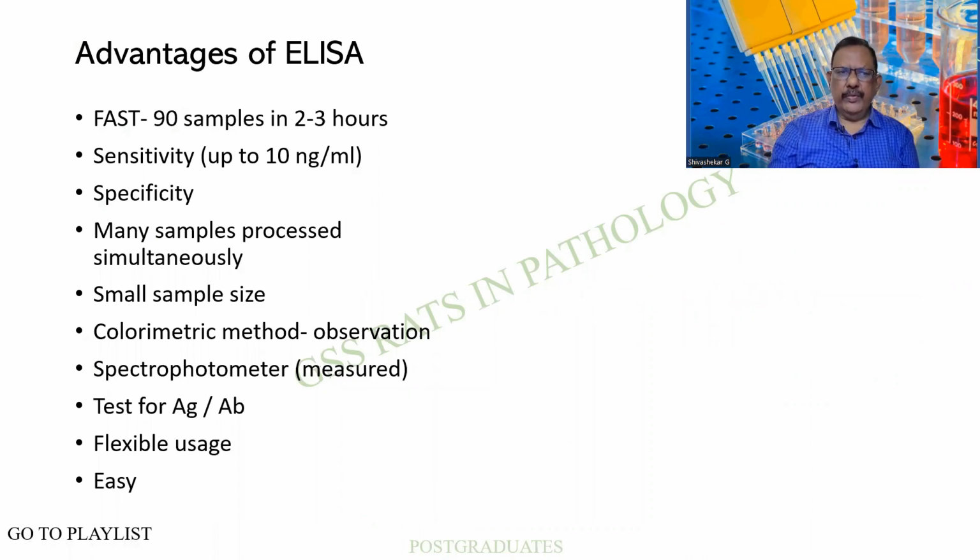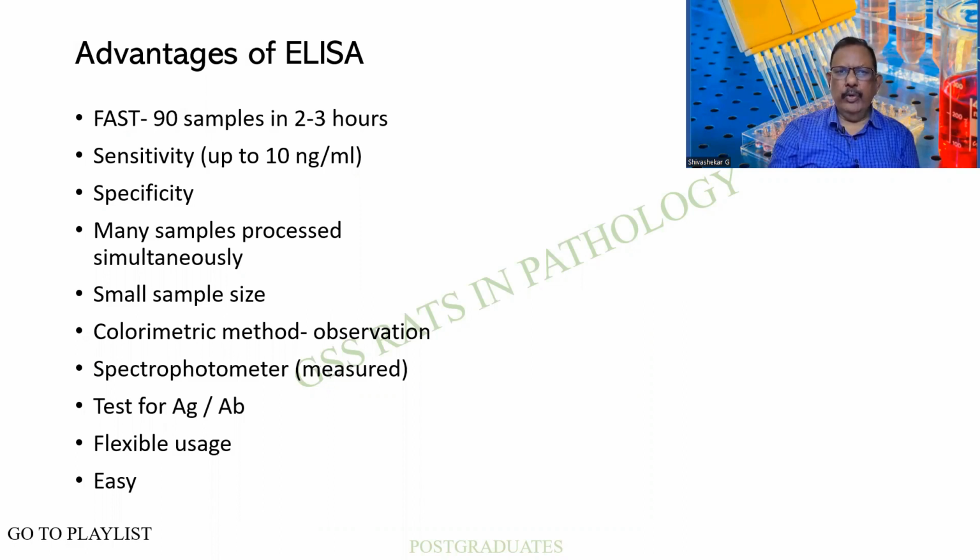What are the advantages of ELISA? It is a fast test. Multiple samples can be run in a few hours. Sensitivity is very high. Even a small quantum can be measured. Specificity is again high. There are specific antibodies. Many samples can be processed simultaneously. I had shown you. Small sample size.